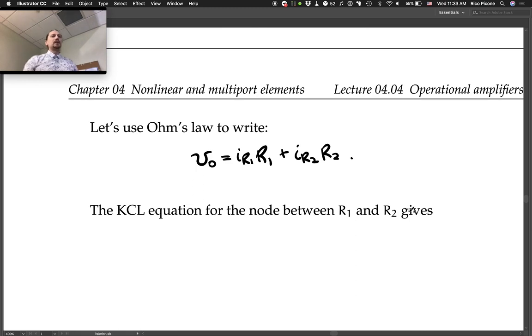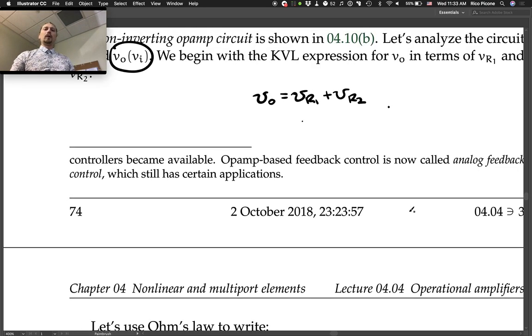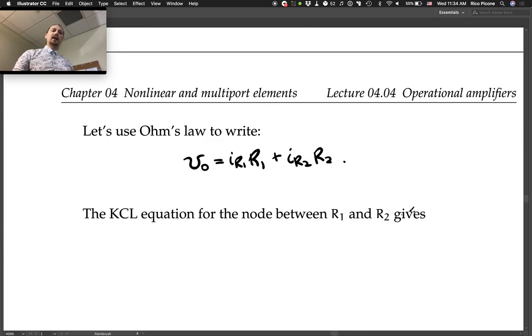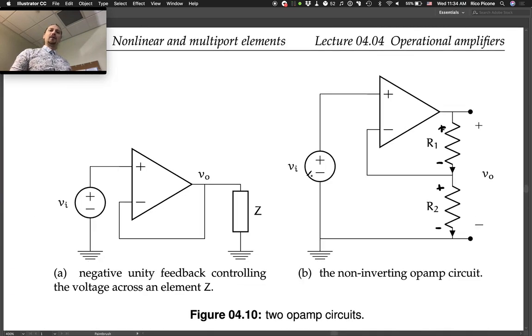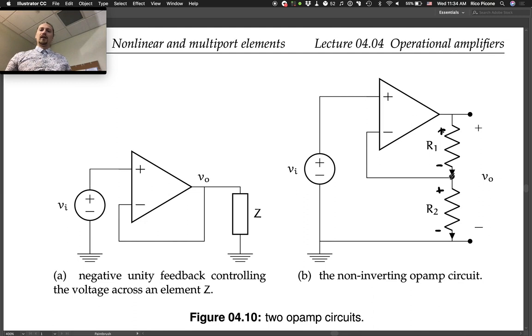Now let's use the KCL equation for the node between R1 and R2. I have an equation that's got IR1 and IR2 in it, and I can relate those IR1 and IR2 by looking at the KCL equation for that node. We see that the current going into this node, IR1, is equal to the current going out of this node, but a question we might have is, what is I minus? Zero. Remember, these inputs to the op amp draw zero current.